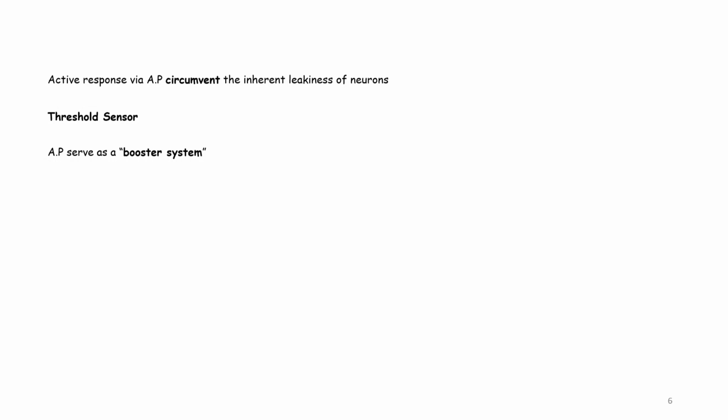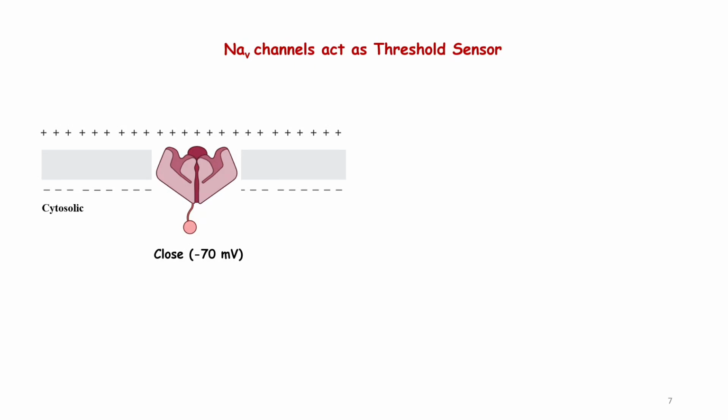So there must be a booster system. So we will actually learn these 2 points in more detail. Voltage gated sodium channels. This channel actually remains closed at minus 70 millivolts. That means at the resting potential of a neuron. Basically, these voltage gated sodium channels contain voltage sensor domains. There are 4 voltage sensor domains present in a voltage gated sodium channel.